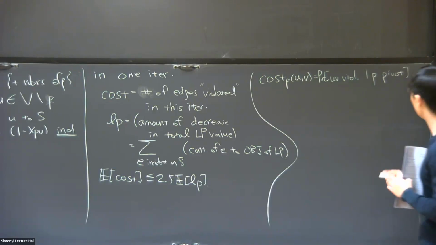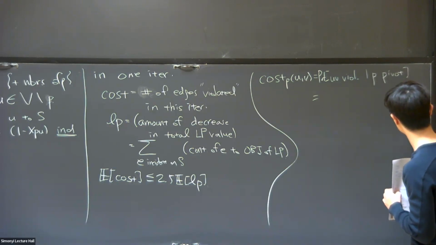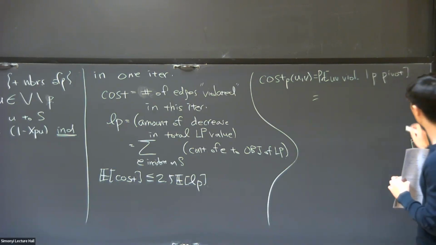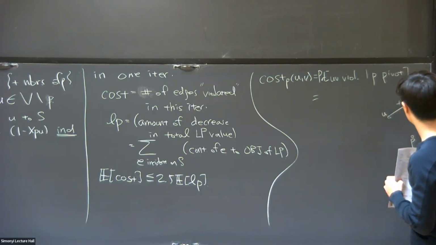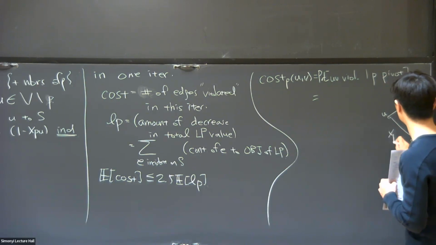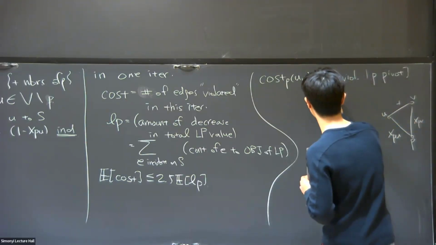Let's see what this actually is. Suppose that we have this configuration. We know that P is the pivot, and suppose that UV is a plus edge, and these values are XPU and XPV. Can you tell me what the cost sub P of UV should be? Okay, so XPU times 1 minus XPV, and the opposite. Yeah, exactly. Very fast.